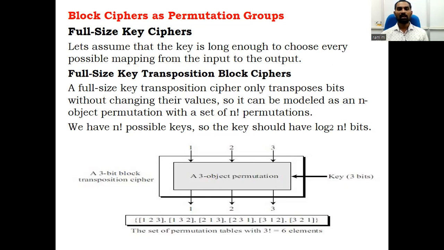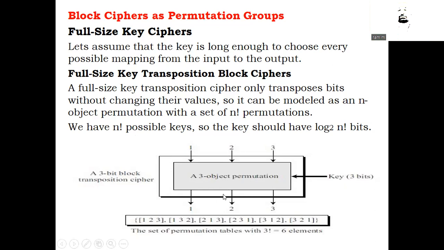When we have n factorial possible keys, the key should be of size log n factorial base 2. Why? Because we can have n factorial possible keys, so the size can be derived by using log n factorial base 2. Here we consider the upper bound. We know the upper bound, how we are going to represent it, right? The upper bound we are going to take.